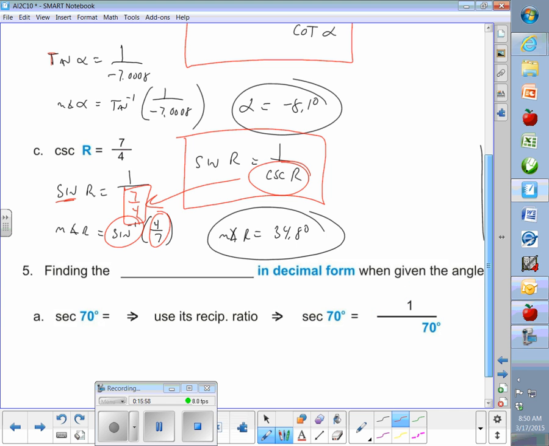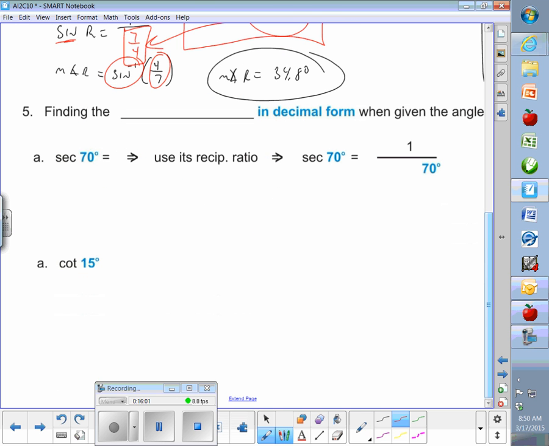All right, if you're still struggling with that, hopefully when you get to do some homework tonight, that will begin to come clear. The other way then is when you have to find the ratio. And remember, whenever we use our calculator, we're finding the ratio in decimal form. So in this situation, you're given the angle, and we've got to find the ratio. Our calculator doesn't have a secant button, but it does have a cosine button. It doesn't have a cosecant button, but it does have a sine button. It doesn't have a cotangent button, but it does have a tangent button.